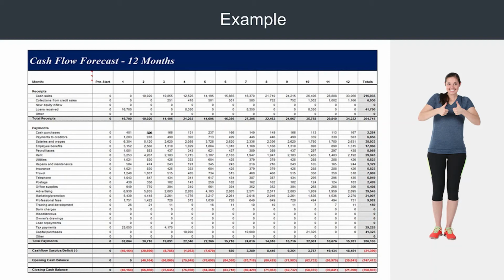So month by month, you can see, so for example, month 1, we have a loan coming in of 16,000 and the costs total 62,000. So there's a cash flow deficit. This might be all fine. This is predicted.